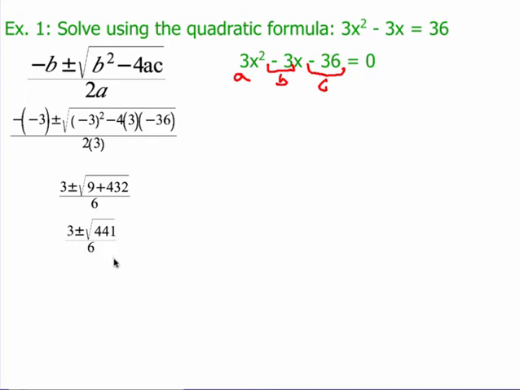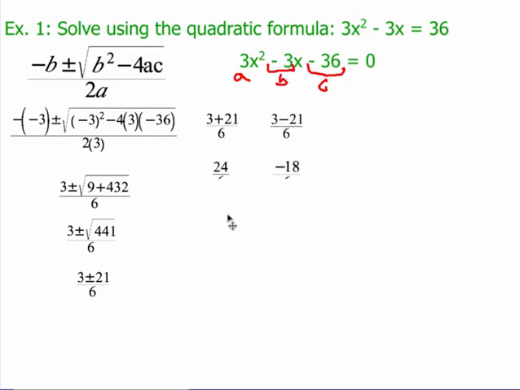All right, 441 is a perfect square. The square root of 441 is 21. So now I have 3 plus or minus 21 over 6. So now what do I do? Well, now I'm going to split this, because I've got a plus and a minus, into 3 plus 21 over 6 and 3 minus 21 over 6.